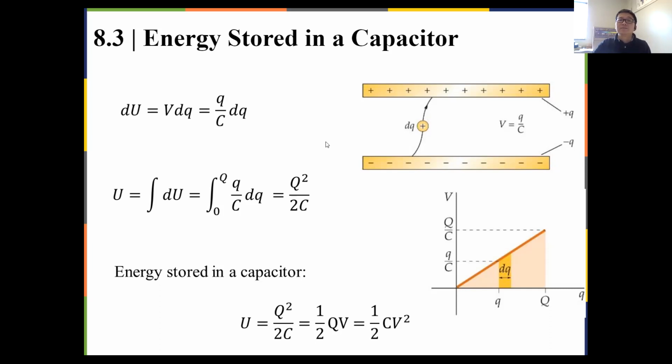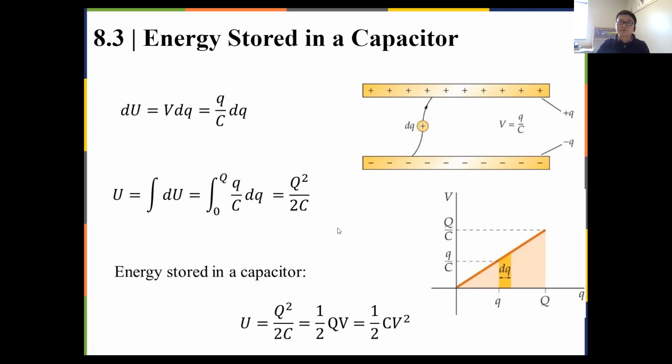During the process, an electric field builds up, and there will be a potential difference V across the plates. According to C equal to Q over V, V is equal to Q over C. By doing this, you are actually doing work against the electric field, so electric potential energy builds up, equal to V times dQ, which is Q over C dQ. Integrating gives you U equal to Q squared divided by 2C.